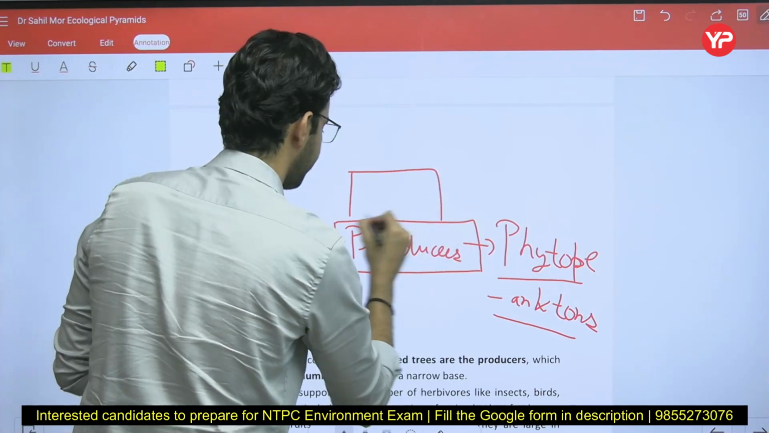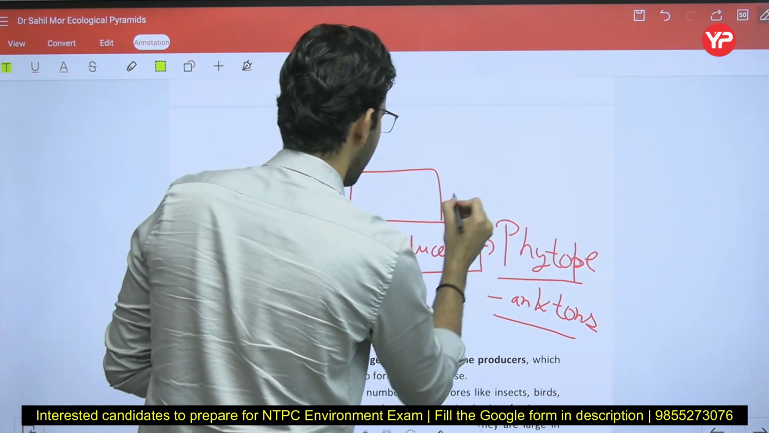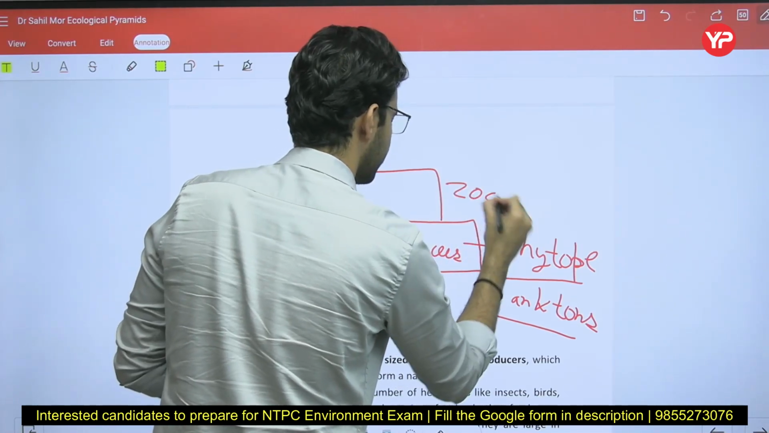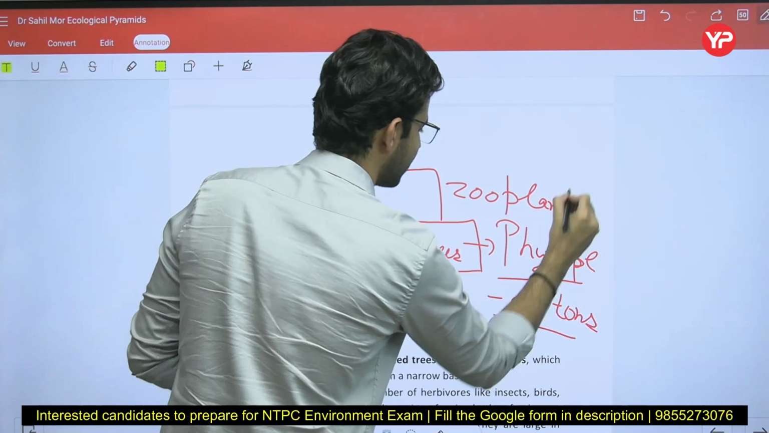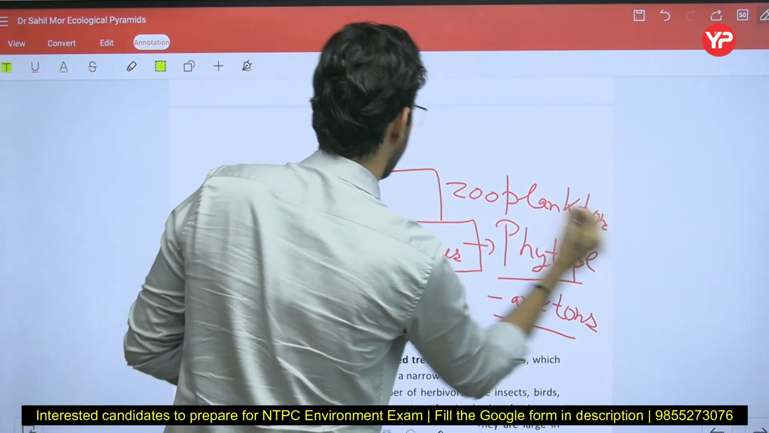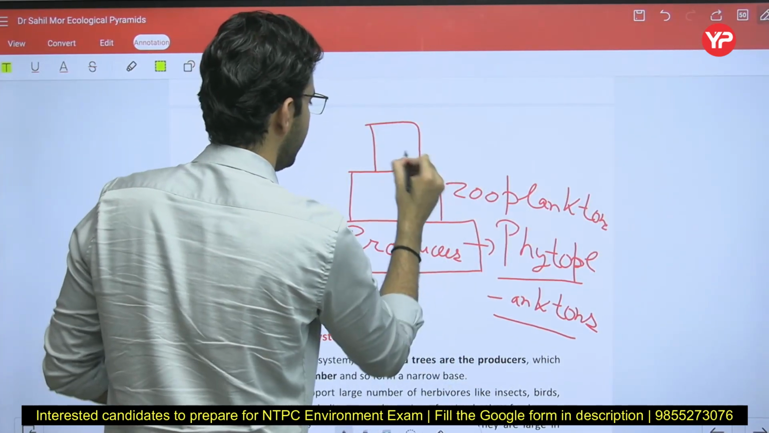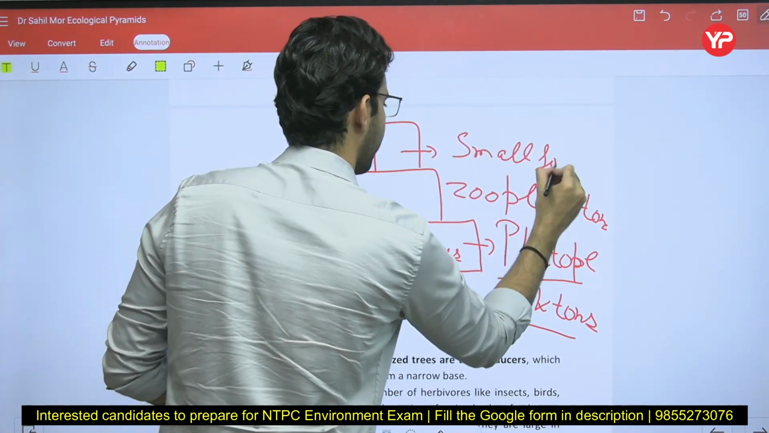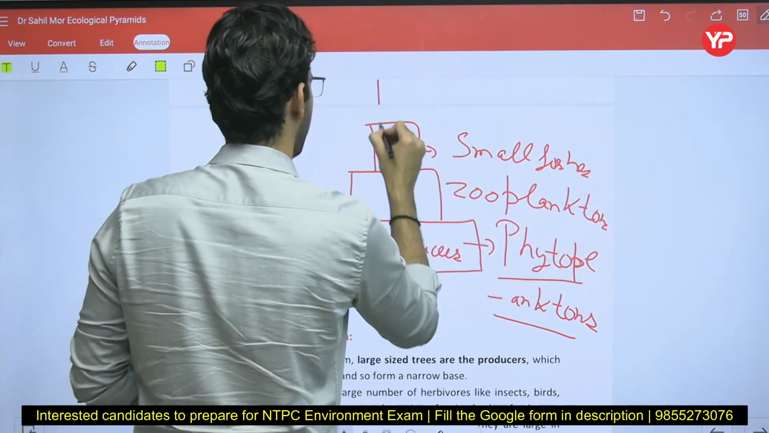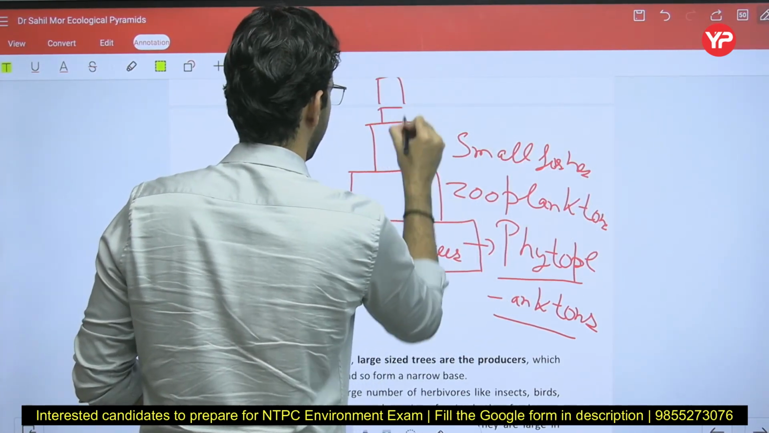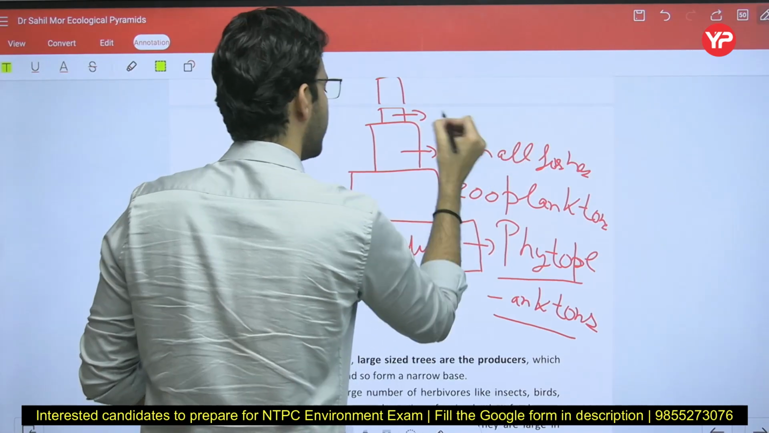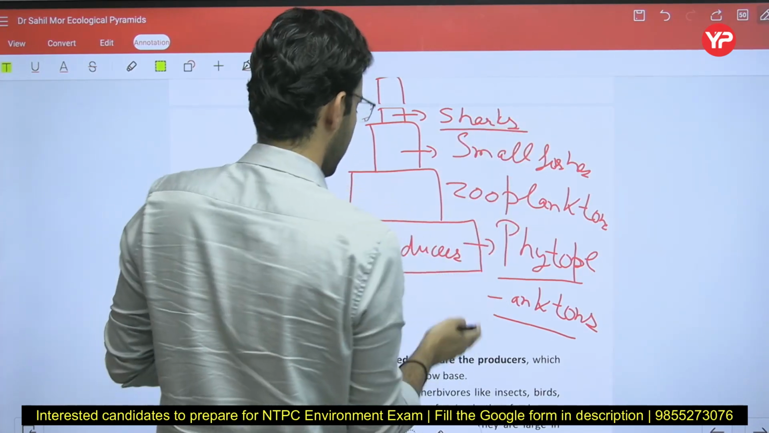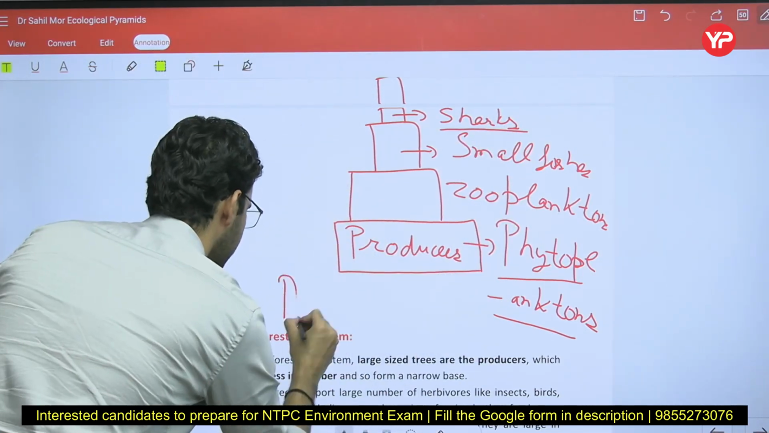Next will be herbivores. Herbivores में होते हैं हमारे ज़ूप्लैंक्टन। You cannot say herbivores, मतलब next level is zooplanktons. Then next will be small fishes. Then at top, somewhat like this, your sharks or other big fishes. Okay, so this is the example of aquatic ecosystem.